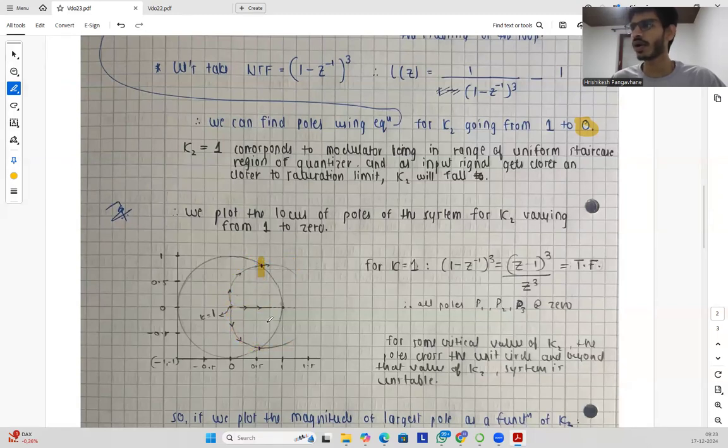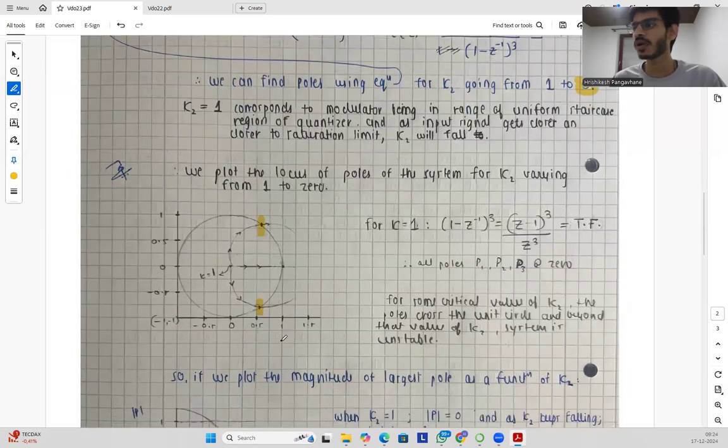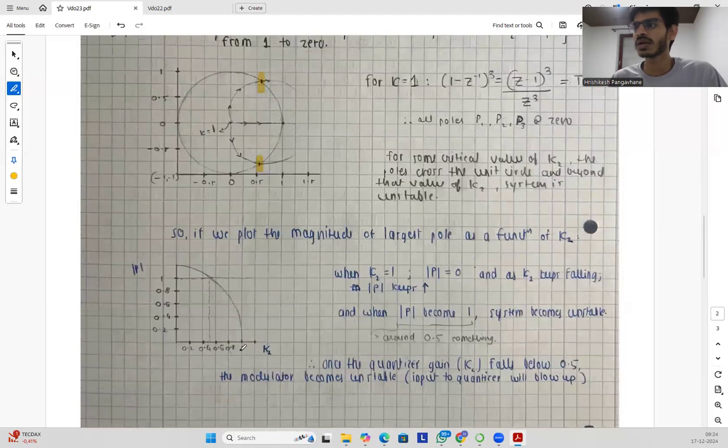And at some point, the location of the pole breaks the unit circle. So for some critical value of K2, the poles cross the unit circle, and beyond that value of K2, the system is unstable. If we plot the magnitude of the largest pole as a function of K2, then when K2 equals 1, obviously the magnitude of the pole is 0, and as K2 keeps falling, the magnitude of P keeps on increasing.